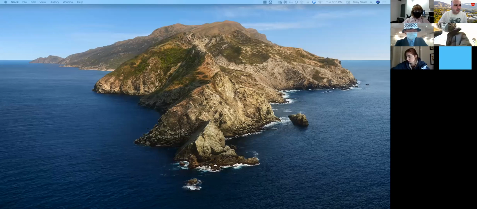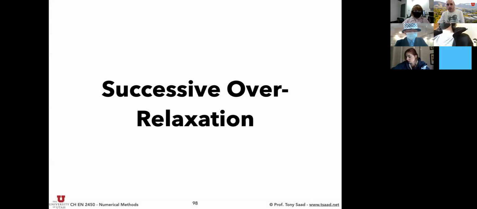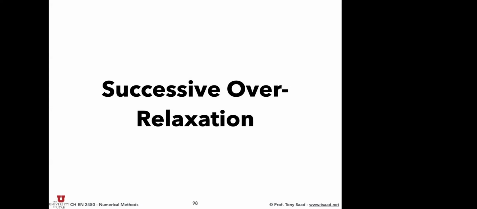So all right, let's see, let me share the screen again, and this will be really kind of the end of our iterative solver discussion. The last solver I want to talk about is called successive over relaxation.